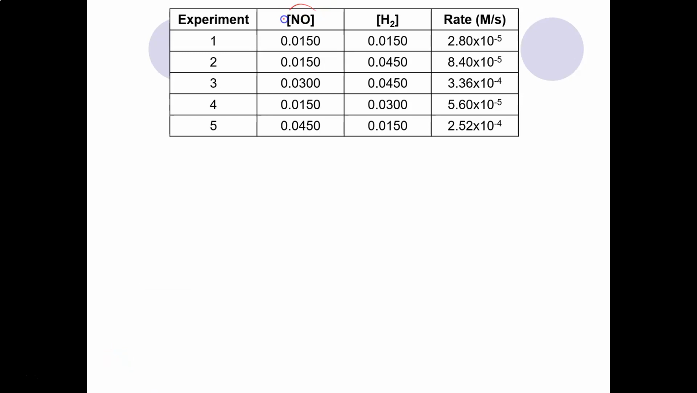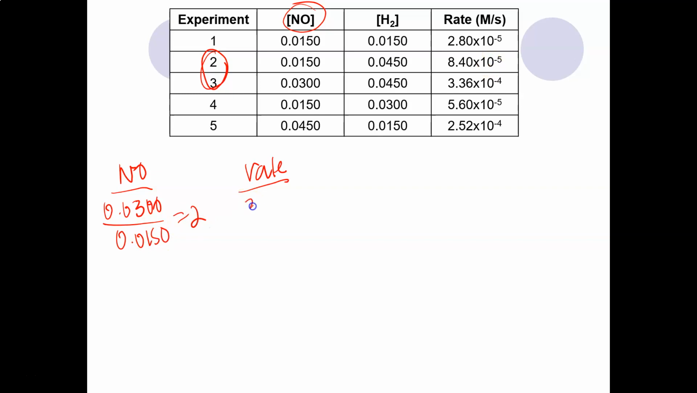I'm going to look at NO. And I think I had decided on experiments 2 and 3, although I could have done 1 and 5. Looking back, I think I said 1 and 4 in the last one, but it would have been 1 and 5 for this. I'm going to do 2 and 3. So I'm going to look at NO, and I'm going to look at the rate. For NO, 0.0300 divided by 0.0150, I get a factor of 2.